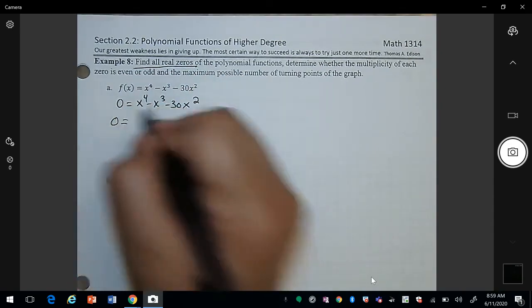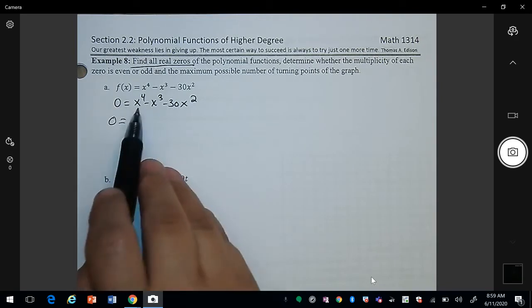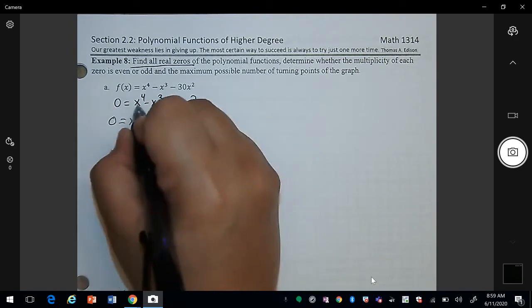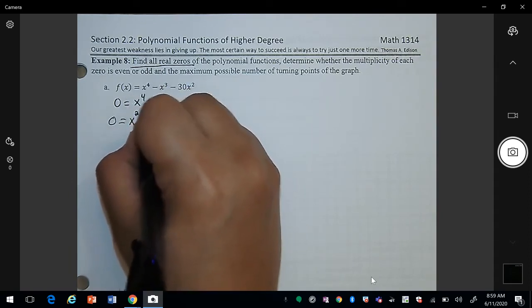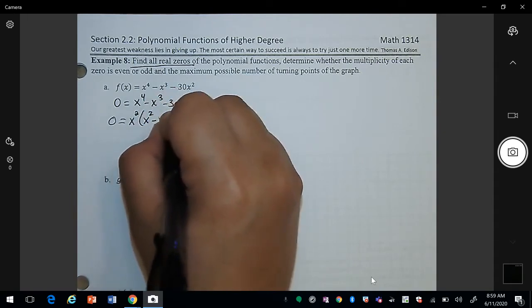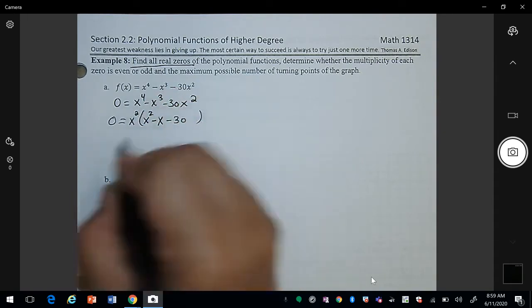Try to factor this. Notice that they all have at least an x squared. So I'm going to factor out an x squared. If I factor out an x squared from the first term, I end up with x squared. Factor out an x squared from the second term, I end up with x. And then we end up with 30.